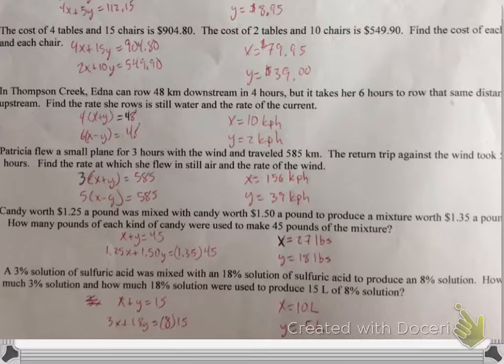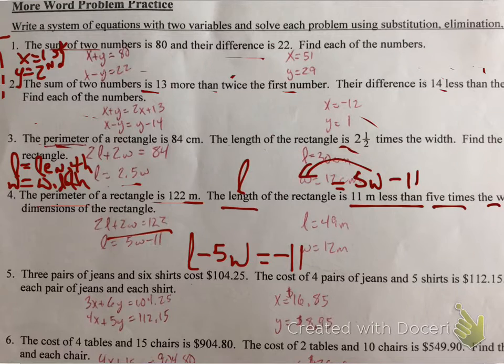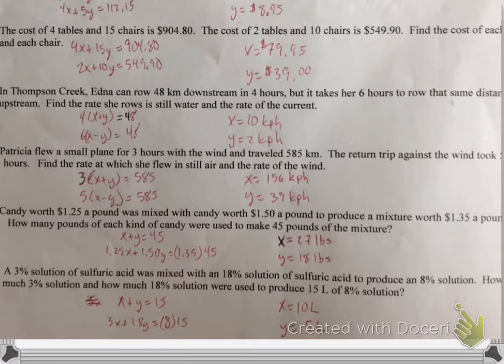Okay, problems like 5 and 6, which hopefully fit in there, but didn't. 5 and 6 are money problems. They're straightforward. 3 pairs of jeans, we're saying the jeans will be the x, plus 6 shirts, 6y, equals 104.25. The 4 pairs of jeans, so 4x plus 5y equals 112.15. Then you just got to type it in and enter, and you can get it from there. Number 6 is the same thing.